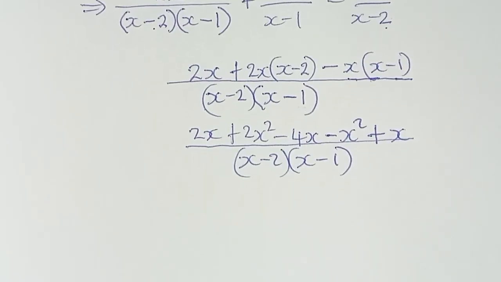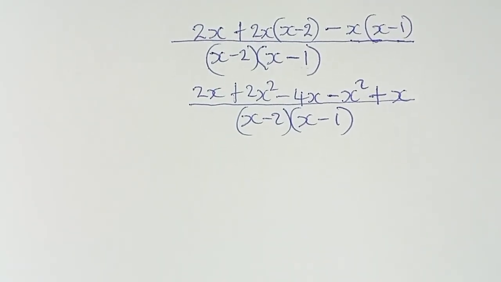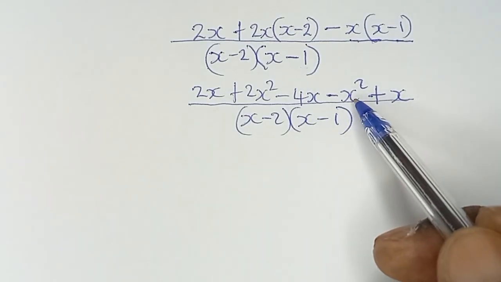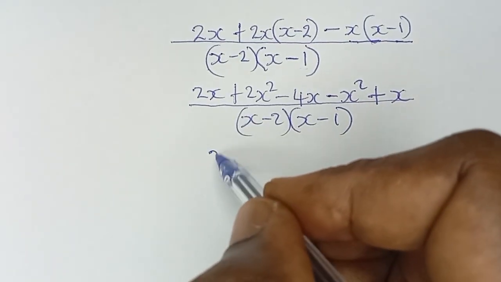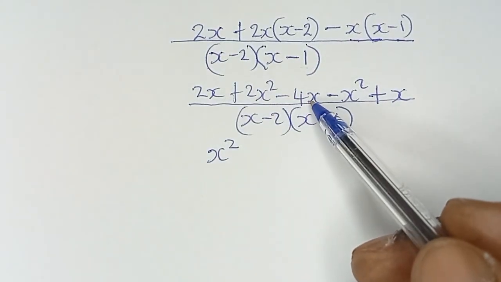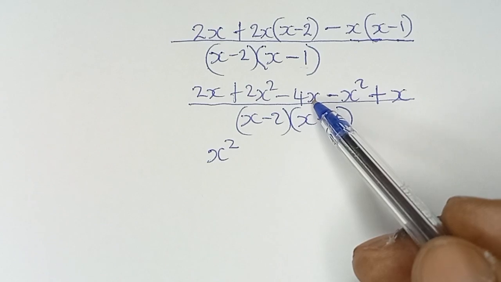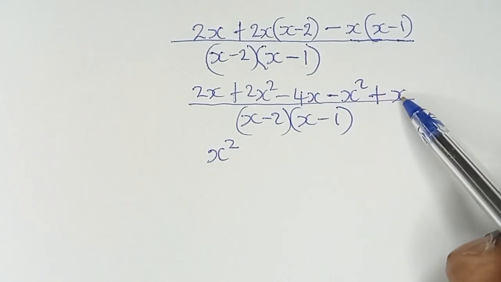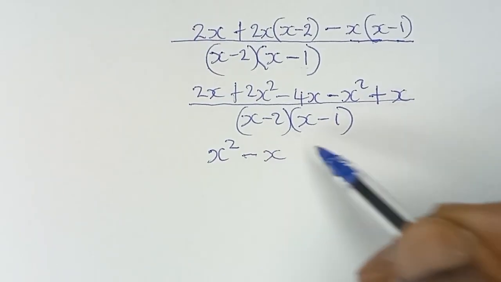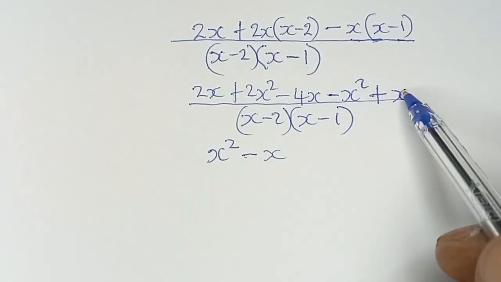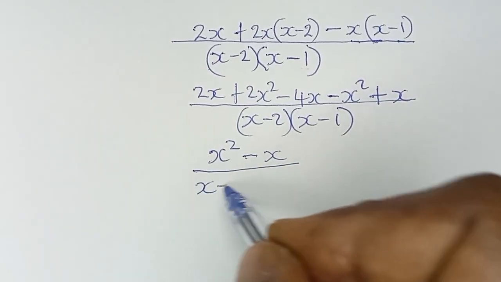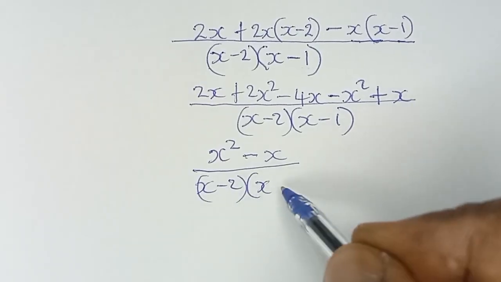So we can continue to simplify further now by adding like terms. So this is 2x squared minus x squared, which will give us 1x squared, which is simply x squared. 2x minus 4x will give you negative 2x. Then plus x will give you negative 1x, which is the same thing as negative x. So this part here has simplified to this, and then all over x minus 2 and then x minus 1.